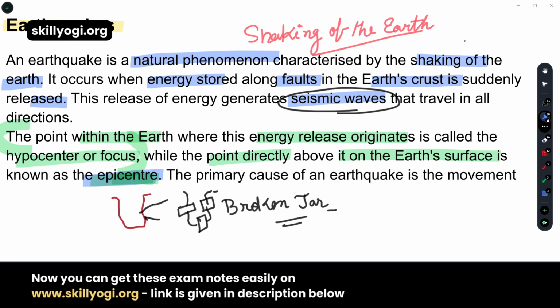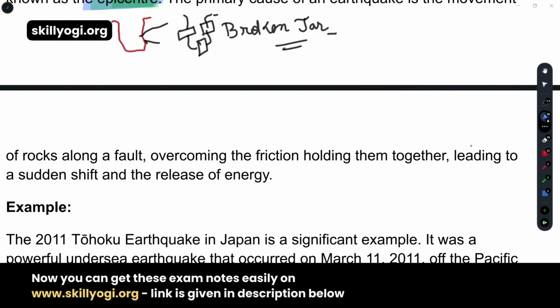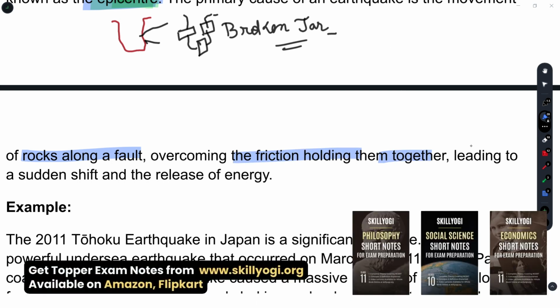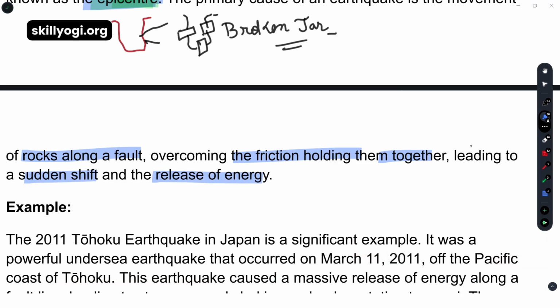The primary cause of an earthquake is the movement of rock along a fault. Just now we have understood what a fault is. The rocks overcome the friction holding them together, leading to a sudden shift and the release of energy. So that is the earthquake. If I ask you why the earth shakes, you can answer like that.